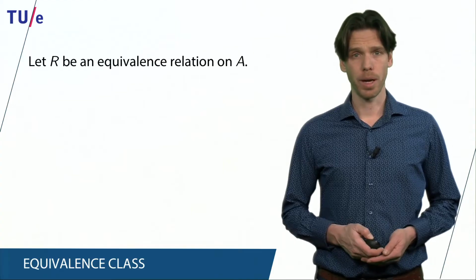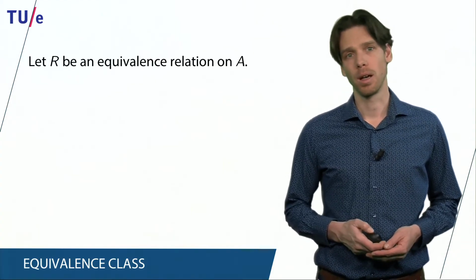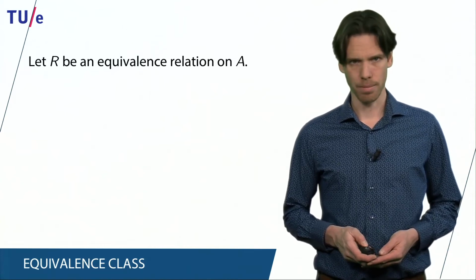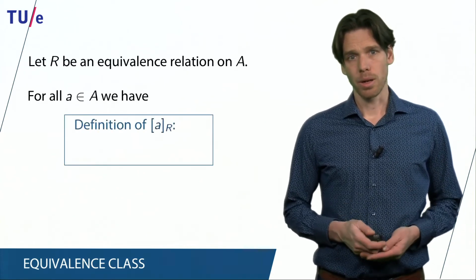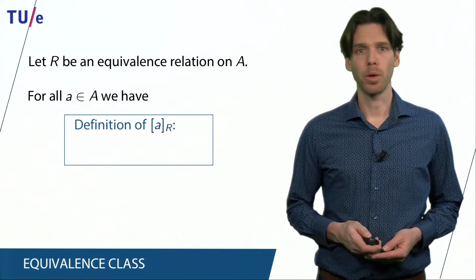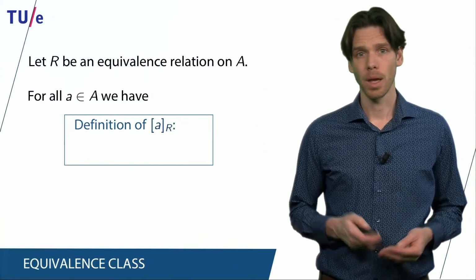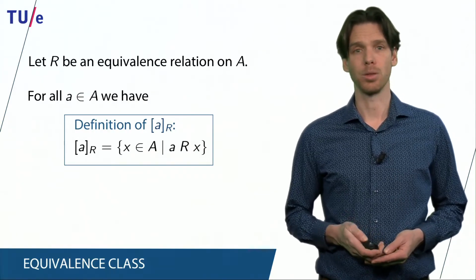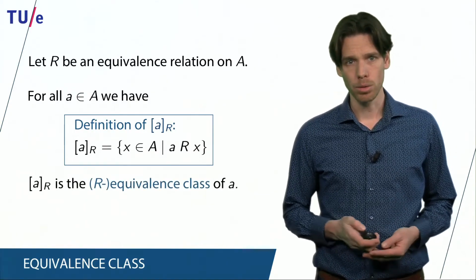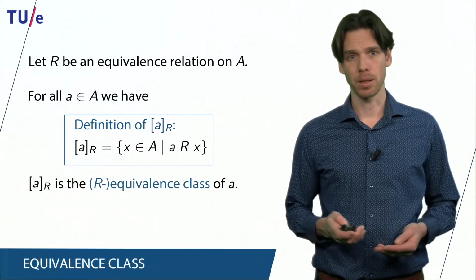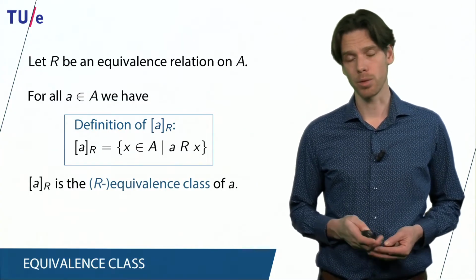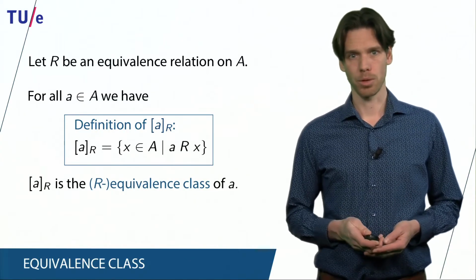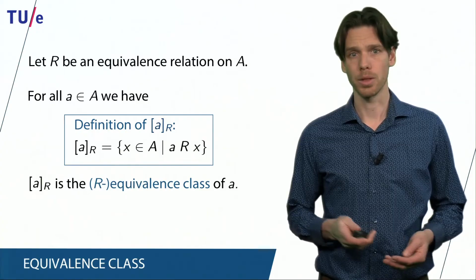We proceed now to define the notion of equivalence class more generally for an arbitrary equivalence relation R defined on a set A. Consider an arbitrary element denoted by small a of set big A. Its equivalence class is the set of all elements of big A that are related to small a. We denote the equivalence class of small a by placing it in between square brackets with the subscript R. And often, when R is clear from the context, we shall omit the subscript, and we shall just speak of the equivalence class of a.